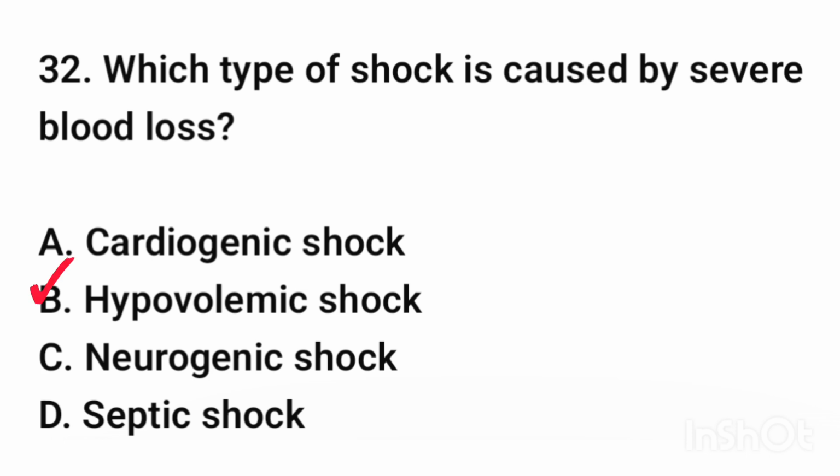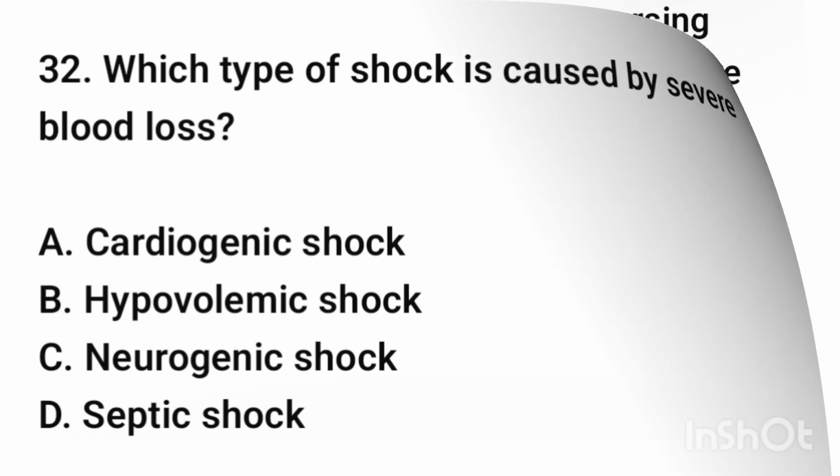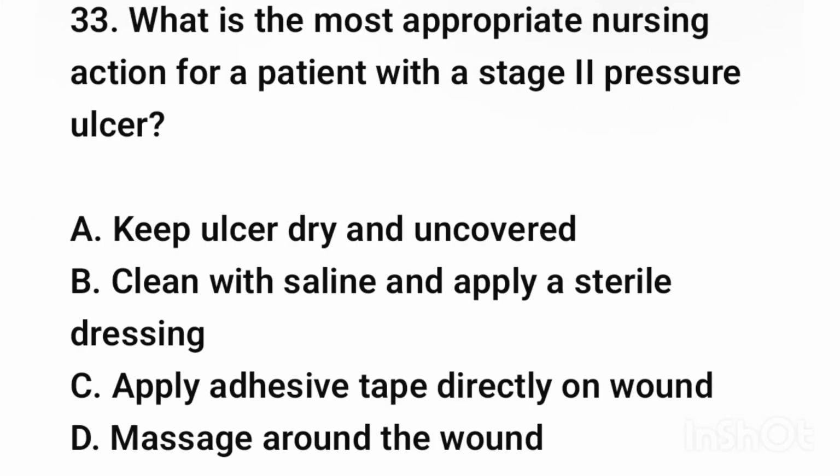The correct answer is option B. Hypovolemic shock. Question number 33. What is the most appropriate nursing action for a patient with a stage 2 pressure ulcer? The correct answer is option B. Clean with saline and apply a sterile dressing.